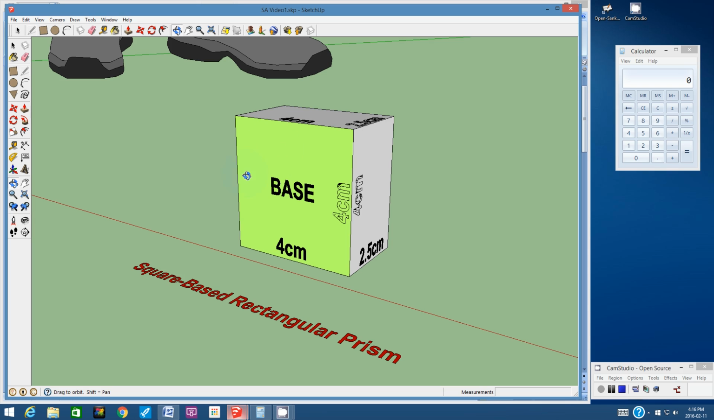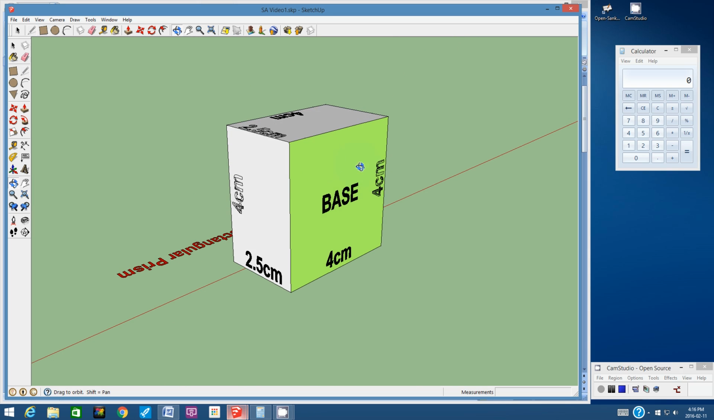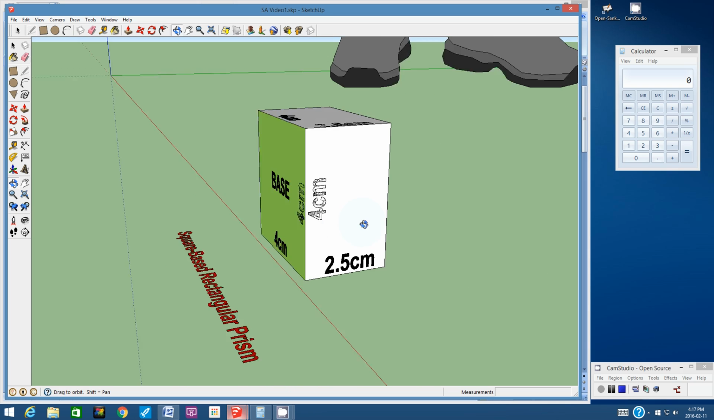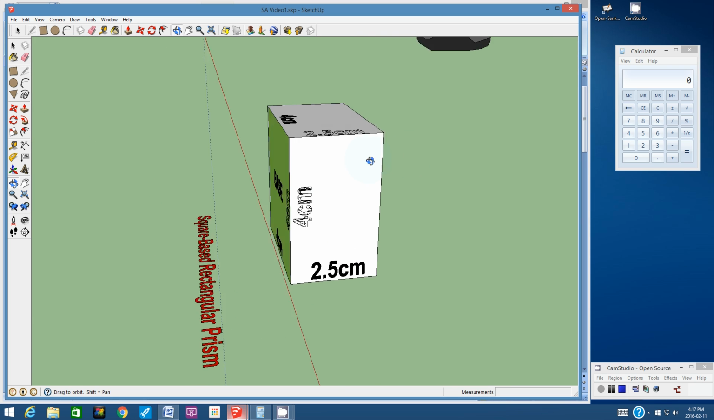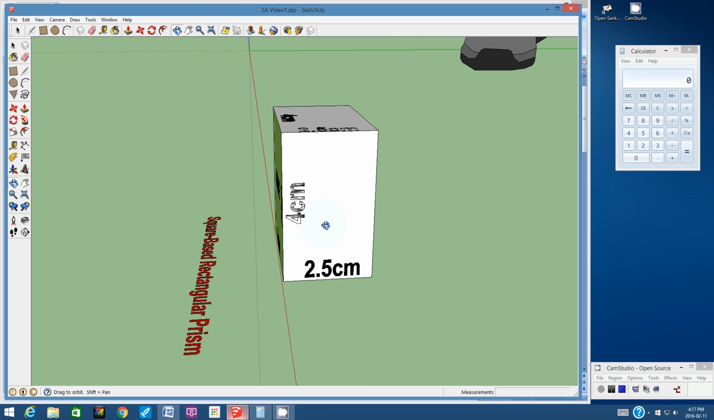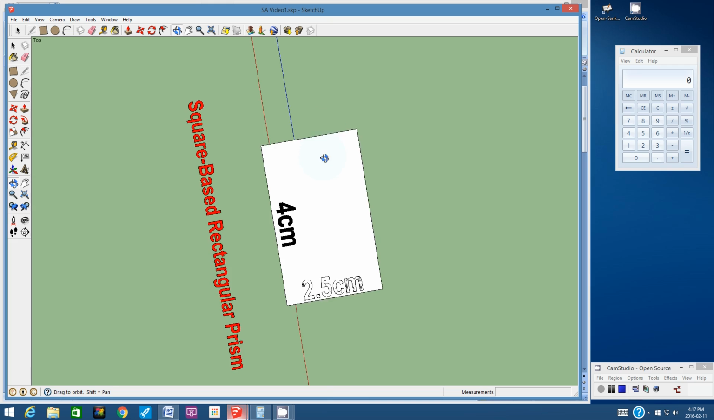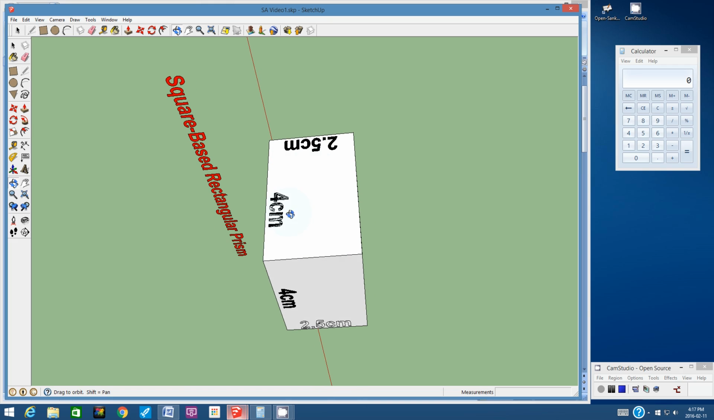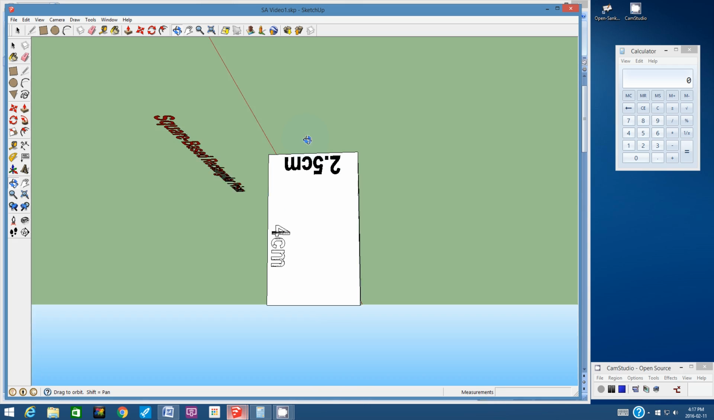We have a 4 by 4 square as its base. We also have a congruent opposite base on the opposite side. We have a depth of 2.5 centimeters. And these two green bases are connected by 4 rectangles that go around the shape. Now let's have a look at these rectangles. This rectangle has a length of 4 centimeters by 2.5 centimeters. The top, the same, 4 centimeters by 2.5. The left side, 4 centimeters by 2.5. And then the bottom, 4 centimeters by 2.5.